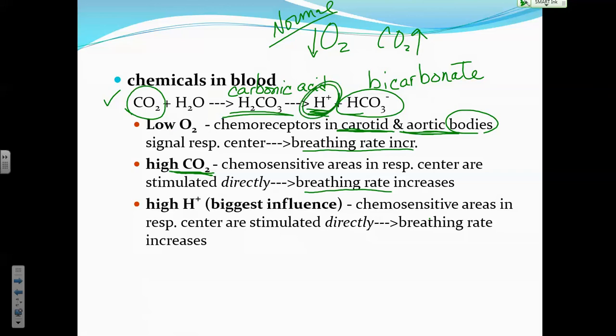Do you see that? So if you go back to the top where I've put normal up here, when oxygen is down, CO2 is up, and as soon as it goes up, what else goes up? Hydrogen goes up. And there are chemoreceptors that are sensitive to hydrogen levels. In fact, they're most sensitive to changes in hydrogen. Okay? And so if the hydrogen ion level increases, then your breathing rate's going to increase. Okay? So that's where hydrogen plays a role in it. Okay? All right.